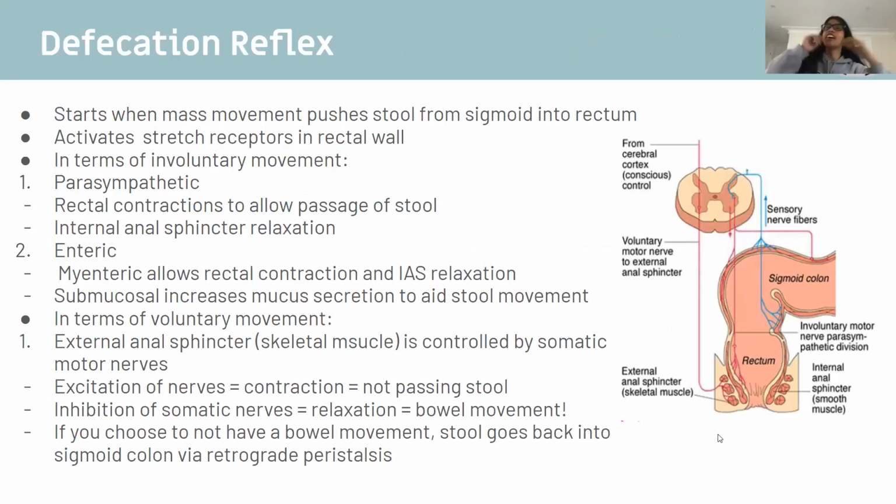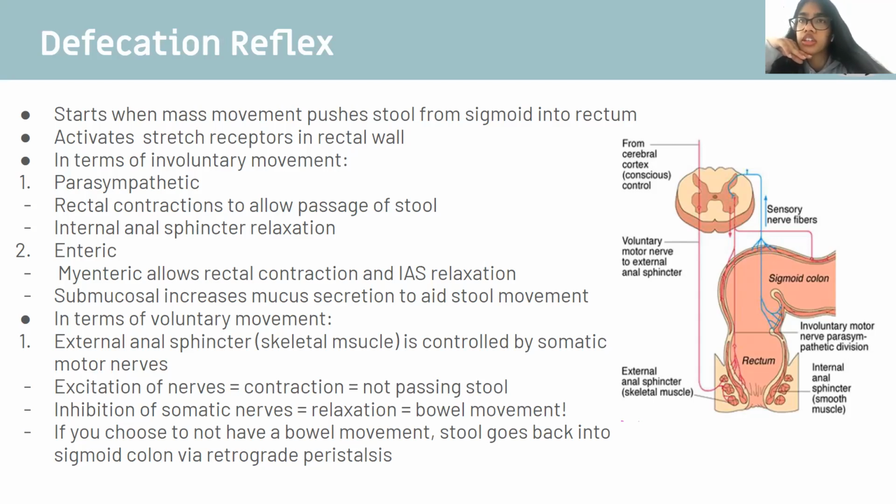Amazing. Okay, so we finally arrived at the defecation reflex. I know this looks a bit overwhelming, but we'll just break it down step by step. Your defecation reflex basically starts when you have a mass movement that pushes your stool from your sigmoid colon into your rectum. The presence of the stool activates the stretch receptors that we talked about before within the rectal wall, and the sensory nerve fibers then send a signal to your spinal cord. This leads to a bunch of different both involuntary and voluntary movements.